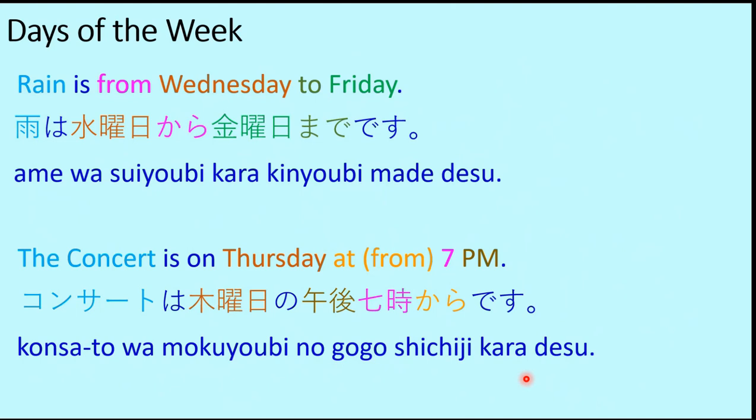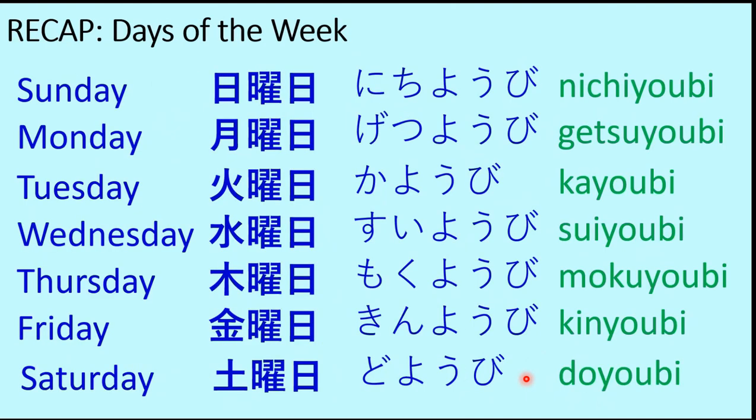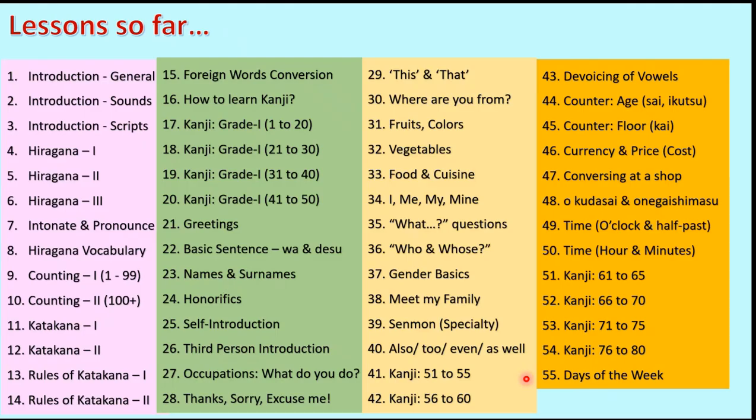In this way, the days of the week may be used in sentences in different forms. We have seen some of the very simple usages of these. Before we end this lesson, let's recap the days of the week. Sunday, nichiyobi. Monday, getsuyobi. Tuesday, kayobi. Wednesday, suiyobi. Thursday, mokuyobi. Friday, kinyobi. And Saturday, doyobi.